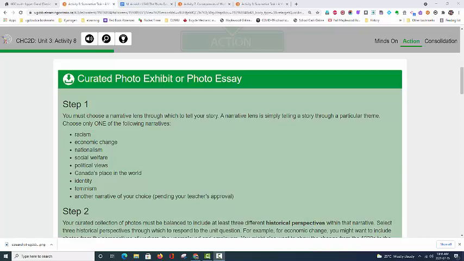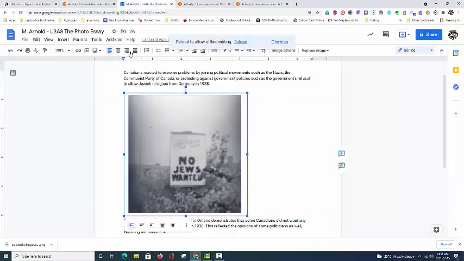The first step that you will take in this is to create a Google document or some sort of app or presentation method where you are going to post your final work. So what I have done is created a Google Doc that is called Mr. Arnold U3A8, the photo essay.